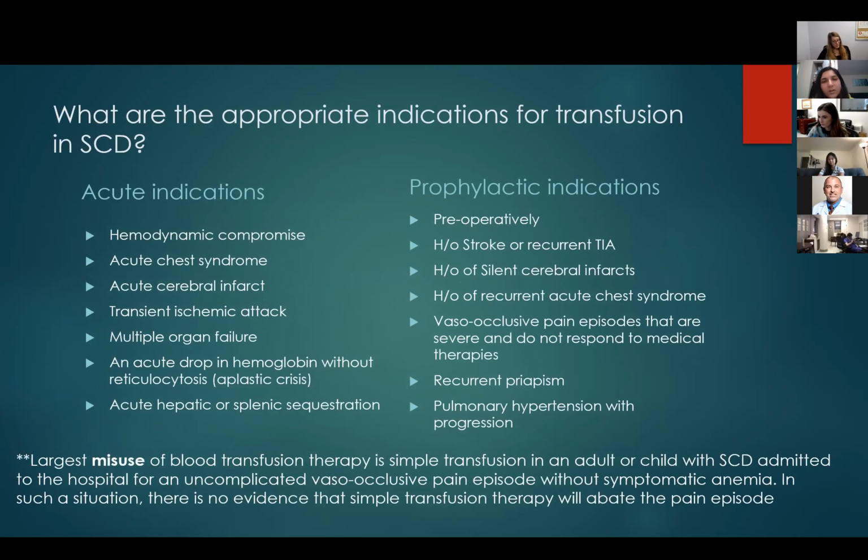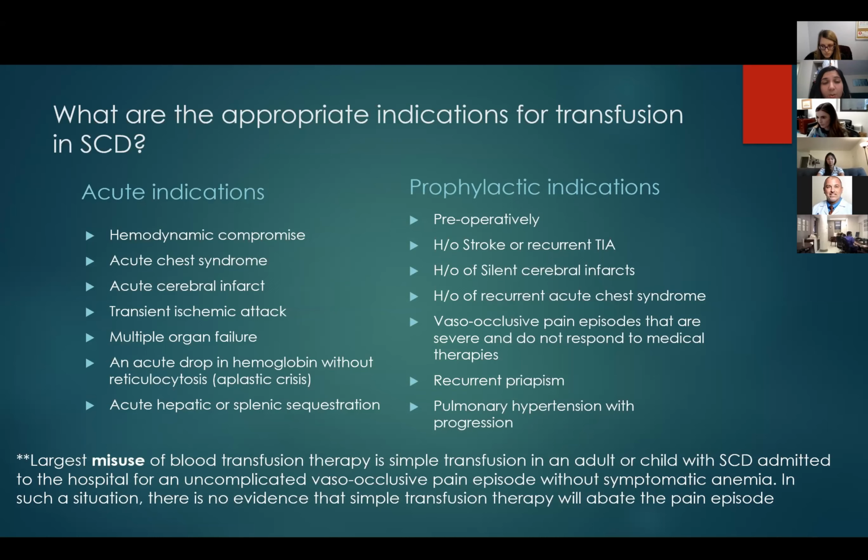Okay, so now moving on to what are the appropriate indications for transfusion. And I alluded to this before, but just to make the point, the largest misuse of blood transfusion therapy is simple transfusion in adults with sickle cell disease who are admitted to the hospital for an uncomplicated vaso-occlusive pain episode without symptomatic anemia. Because in this situation, there's no evidence that transfusion will abate the pain episode.